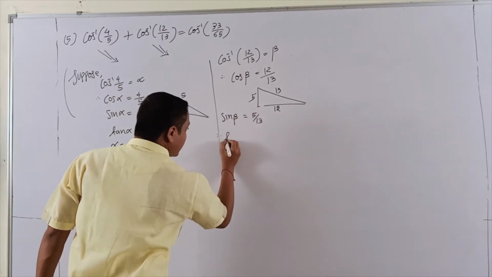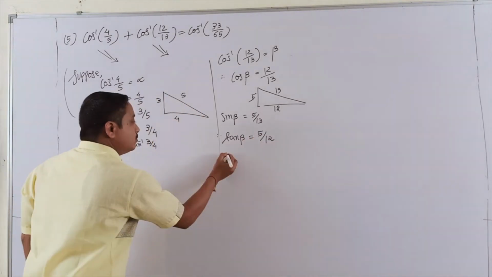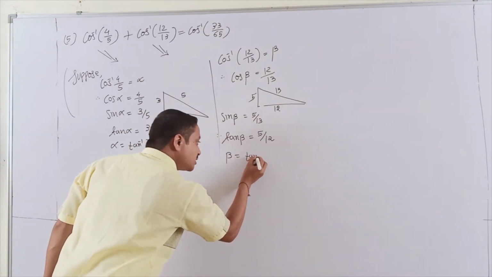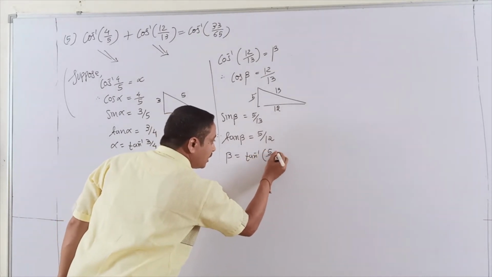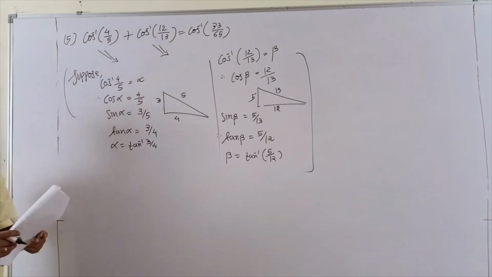Yes, 5 by 13. So what is the tan beta? Definitely you get 5 by 12. So beta becomes tan inverse 5 by 12. After that, students, I start my LHS portion.